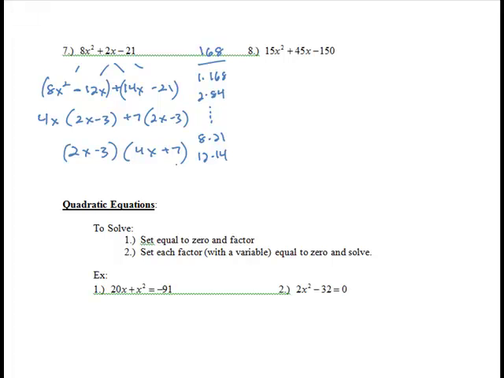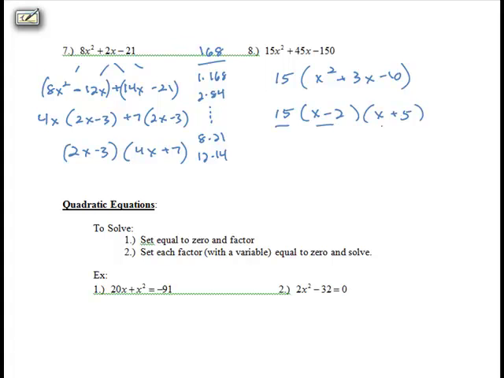Number 8, it's in standard form. We do have a greatest common factor of 15, so we factor it out. We're left with then x squared plus 3x minus 10. Still a trinomial, but a lot smaller, easier trinomial to factor. Now our trinomial has a leading coefficient of 1, so all we have to do in order to factor it is choose a pair of factors of 10 that we can combine to get that middle term 3, which is obviously going to be 2 and 5. So it's going to factor into x minus 2 times x plus 5, not forgetting to carry down that 15. So a total of 3 factors.